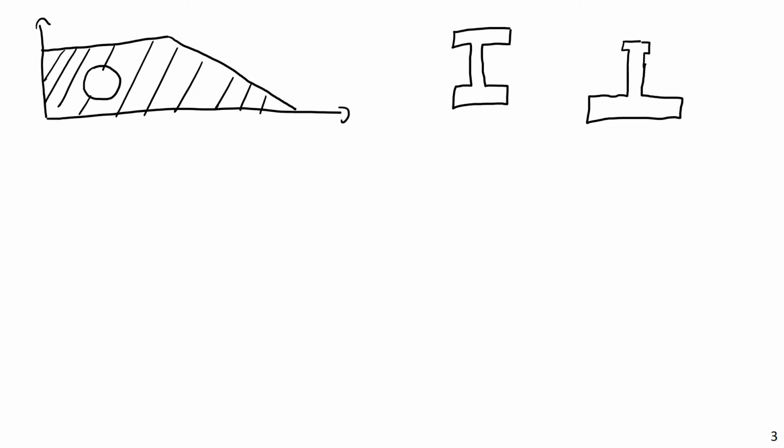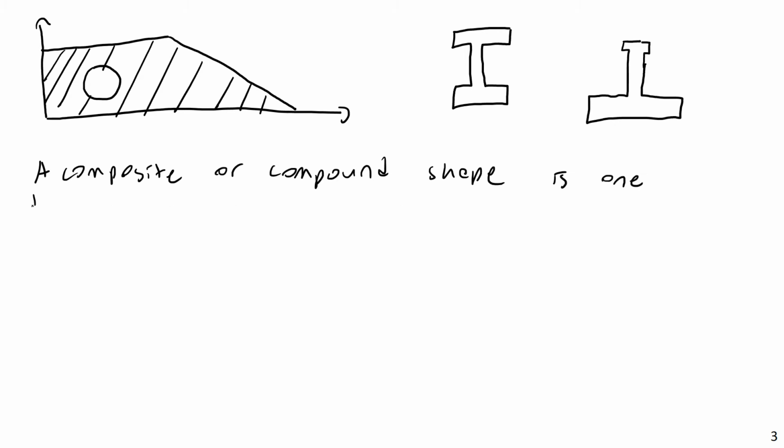Something that I refer to as a compound or a composite shape. And the way you find these fundamentally is not by integration. For composite shapes, or maybe I could actually define a composite shape. A composite or compound shape is one that cannot be solved or analyzed using a single integral.